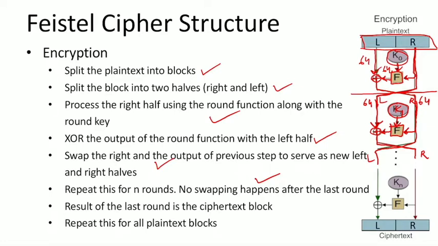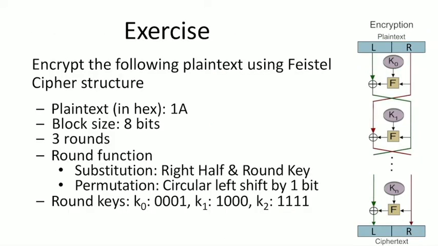so on. Now, the only thing to keep in mind is that after you process the last round, once you have the output of the XOR, you don't do the swapping. So whatever the output is becomes the left half, and then the last round's unprocessed right half becomes the output right half. And this basically becomes our ciphertext block. So left half concatenated with right half. So the result of the last round is the ciphertext block. And then you repeat this whole process again for all the other plaintext blocks.